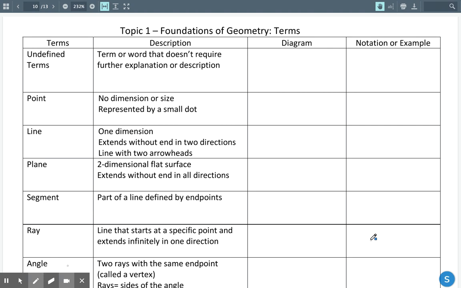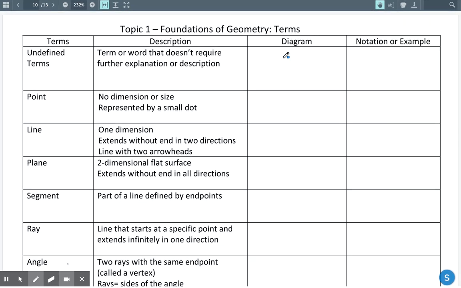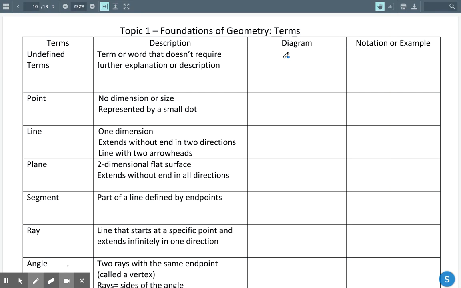We're actually going to go through quite a few vocabulary terms, just so that we have a good basic understanding of what we're starting with. Our first term here is undefined terms. The definition of an undefined term is a term or word that doesn't require further explanation or description. We have 3 undefined terms that we're going to be looking at in this unit. The first one is a point.